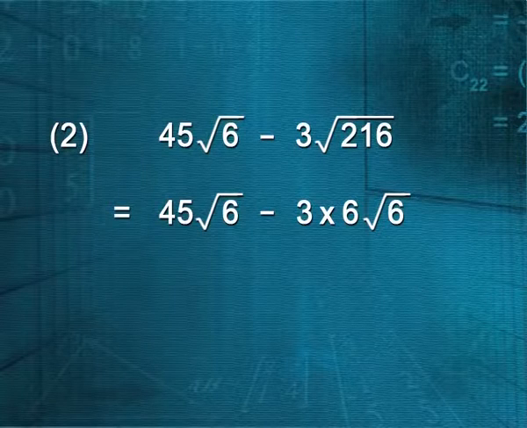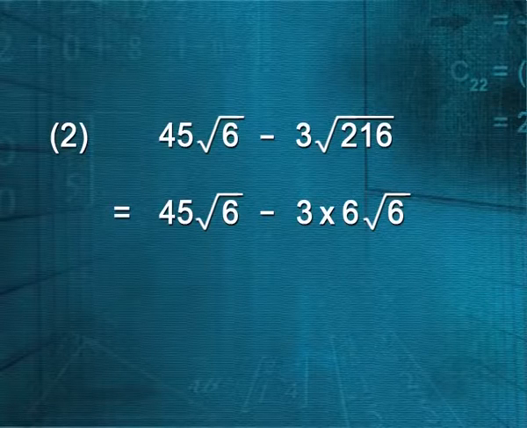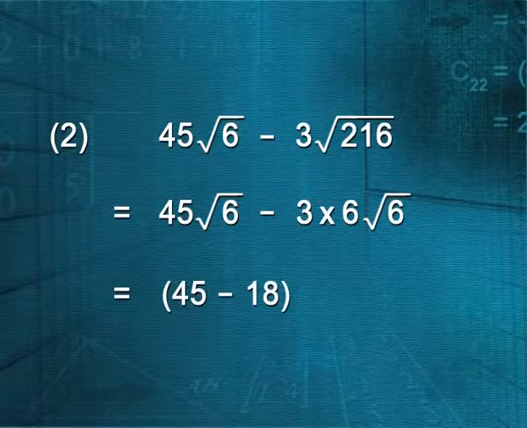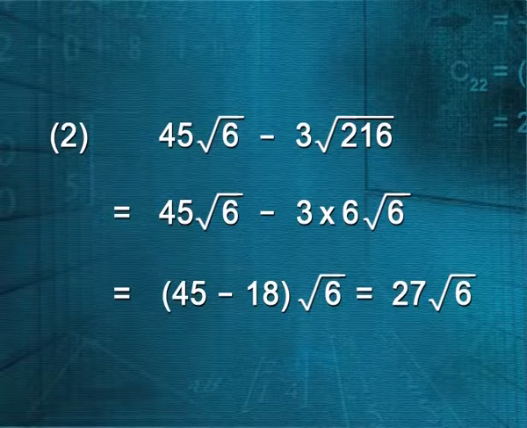Now, in both the surds, you have under root 6 common, which is the irrational factor. So we will take that irrational factor outside the bracket, and inside we will get 45 minus 18, root 6, which is equal to 27 root 6. So this is how we add or subtract surds. Let us see one more example in which we are taking both the operations at the same time, that is the operation of addition and subtraction.